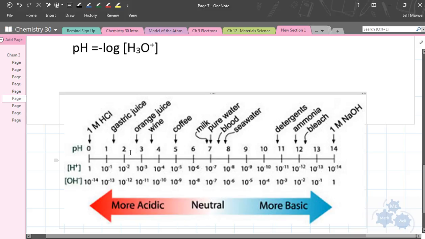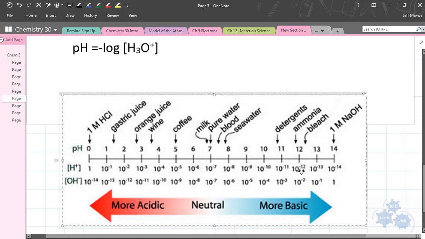So that means that the hydronium ion concentration of stomach acid is 1 times 10 to the power of negative 1.2. That's the concentration. On the other side of the scale, bleach is about 10 to the negative 12.3, let's say. So here you have the concentration of hydrogen ions.